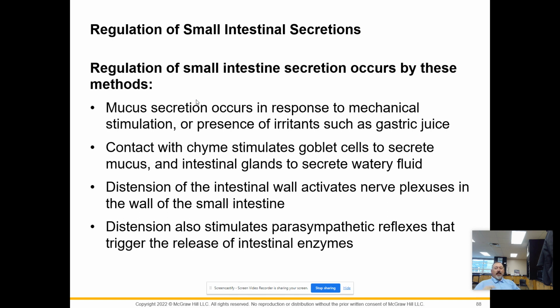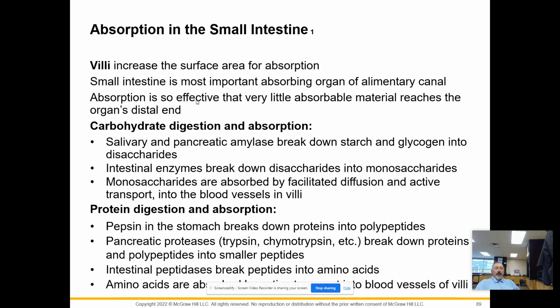The distension of the intestinal wall activates nerve plexuses in the wall of the small intestine, and distension also stimulates the parasympathetic, remember the rest and digest, to trigger the release of the intestinal enzymes to cause the breakdown of this to actually cause true chemical breakdown. So we can actually absorb this.